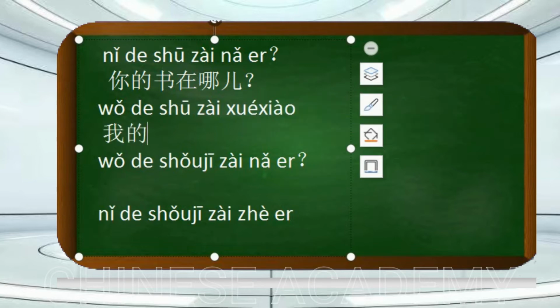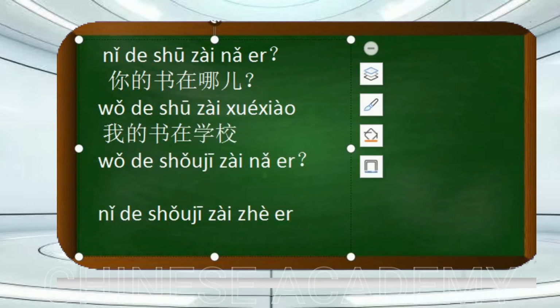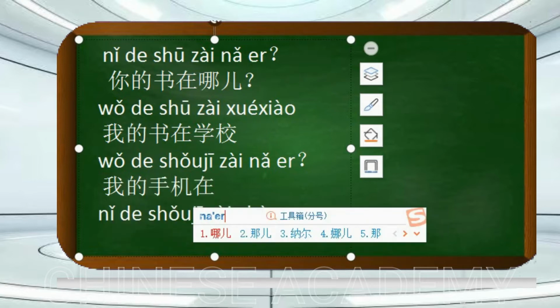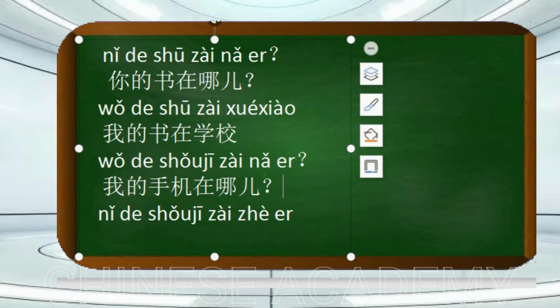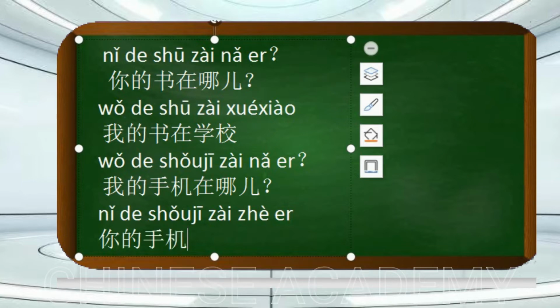我的书在学校. 学校 means school. 我的手机在哪儿? Okay, you're asking the question, where is my mobile phone? 我的手机在哪儿. Character number 1 is right. The answer is 你的手机在这儿, your mobile phone is here. Here means 这儿. 你的手机在这儿.